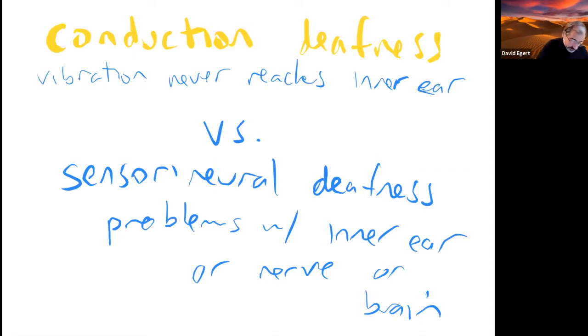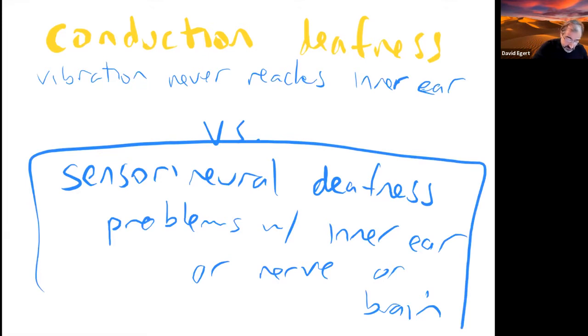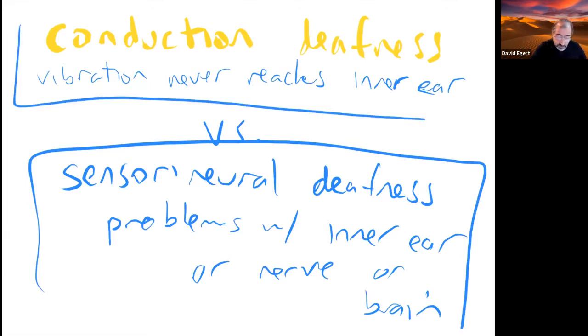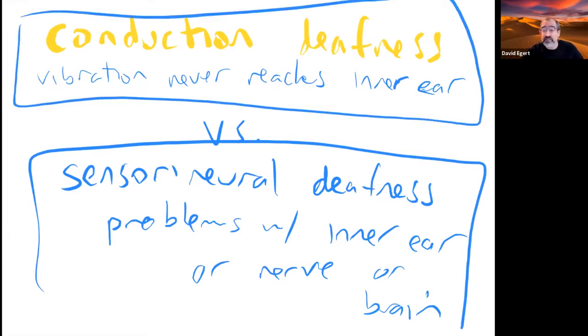So sensory neural deafness and conduction deafness are very different, but the effect is the same. There's a sound and you don't hear it. If you have sensory neural deafness, is there anything you could do to actually hear something, to make a sound appear inside your head?